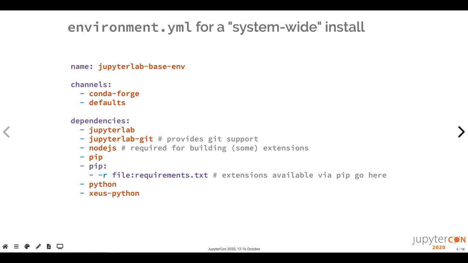So it's always a best practice to install pip in every Conda environment because not everything is available via Conda channels. You may need to install things with pip. In particular, lots of interesting JupyterLab extensions are only available via pip. So we can list those in a requirements.txt file and then pass that in via the environment.yaml file using this kind of syntax that you see here. Finally, I install a version of Python. And then an interesting alternative Python kernel called Xeus Python, which has some nice JupyterLab integration and some nice extensions.